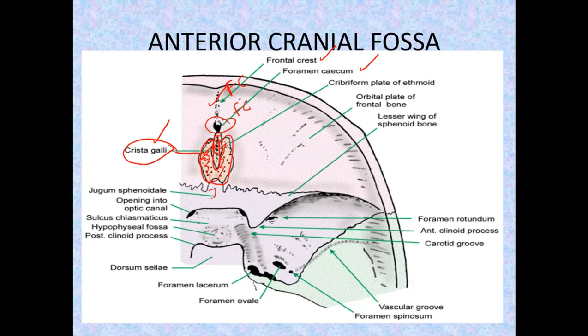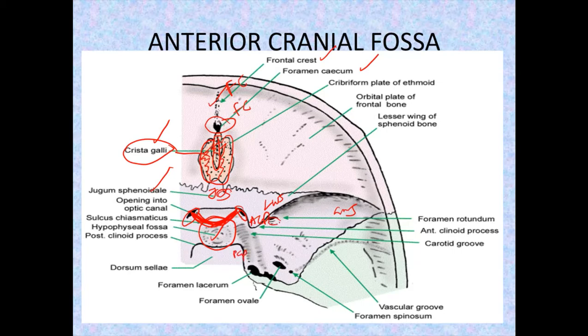You have the jugum of the sphenoid. This is the optic canal, this is the lesser wing of the sphenoid, and this is the greater wing of the sphenoid. This is the place where the pituitary is present, and the optic nerves go through the optic canal like this. These are the anterior clinoid process and the posterior clinoid process. You have a gross idea about these things.